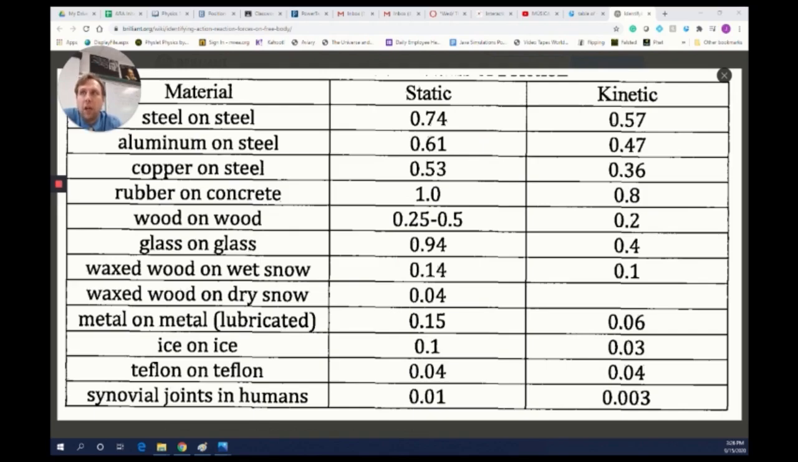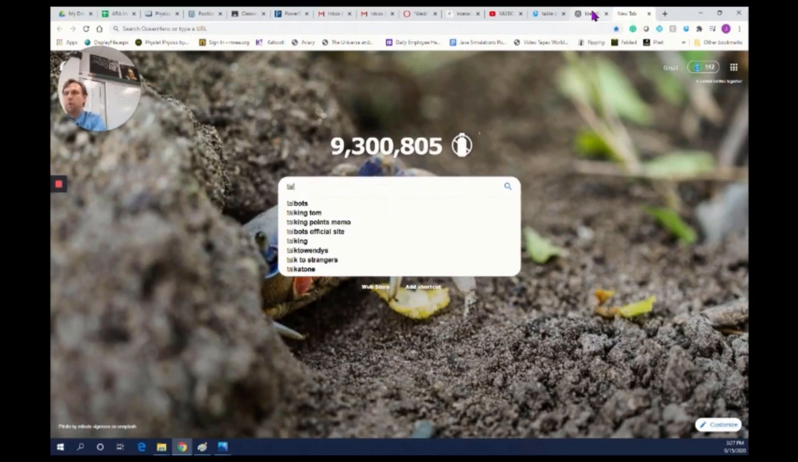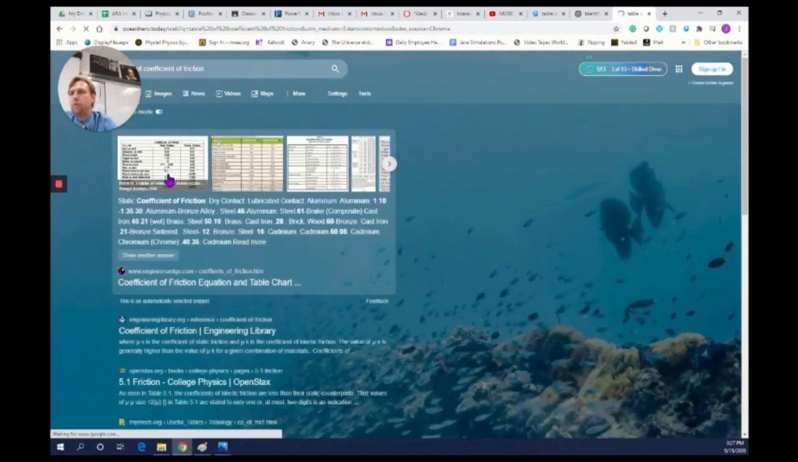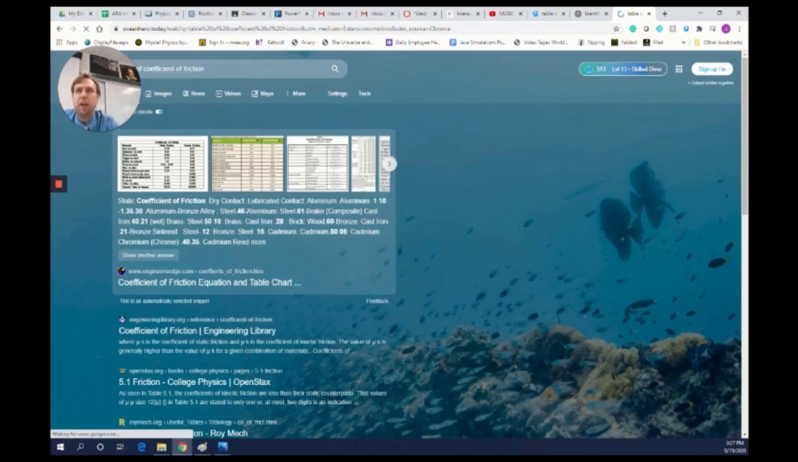If you want to see your own table of coefficients of friction, you can just do a simple Google search. That's how I got this. I actually didn't use Google. I used Ocean Hero because it saves our oceans. But we can just search table of coefficients. It comes right up there, coefficients of friction. And you'll see that there are plenty of tables you can look at. And they're oh so pretty. So rubber on dry concrete, 1, that's a nice thing for driving. And you get the idea. Okay.